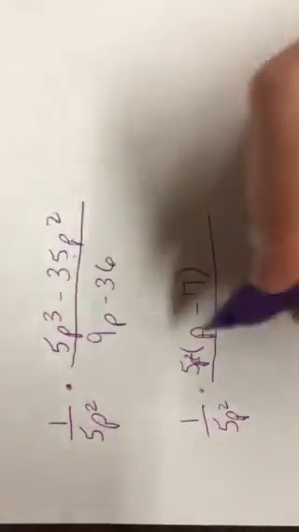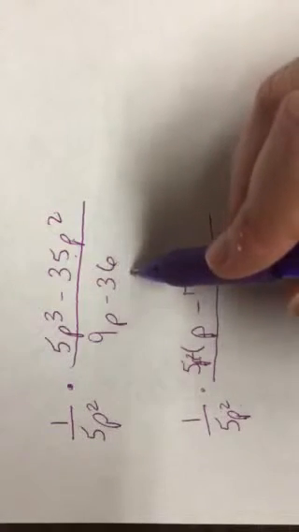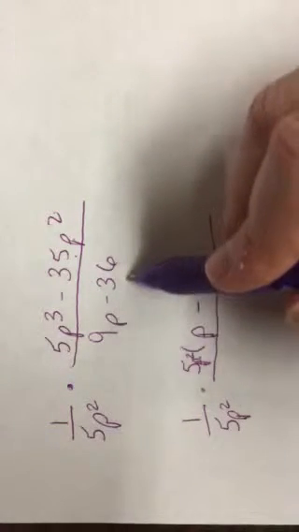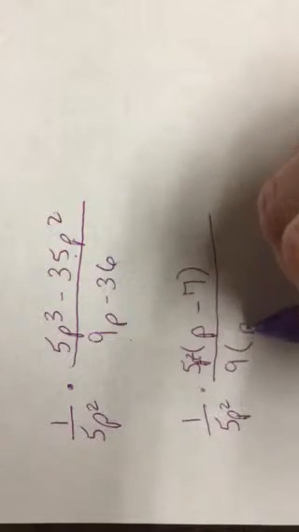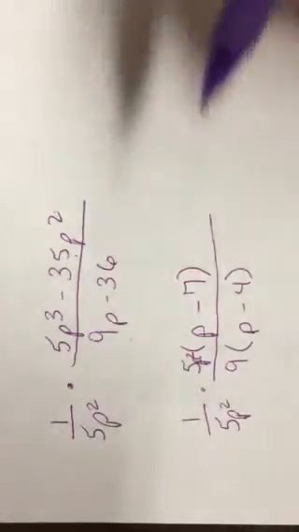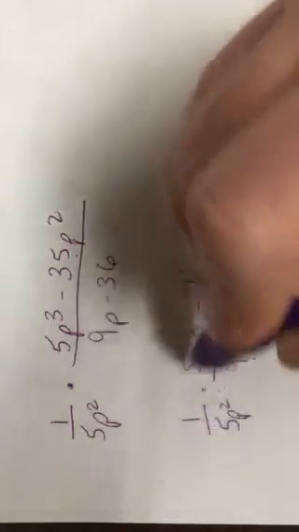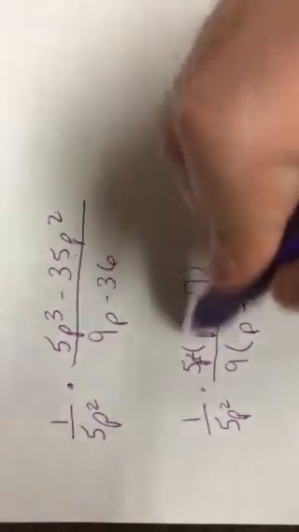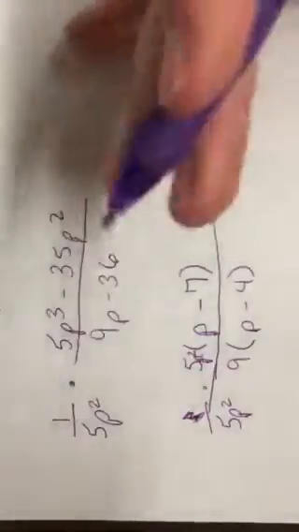So it's outside. Now on the bottom, we've got 9p minus 36. 9 and 36 are both divisible by 9. So we factor out a 9. I'm left with p minus 4. So over here I have a 1 times all of this stuff. Anytime you multiply something by 1, it's just itself. So I'm just going to mark this out so it doesn't mess us up.